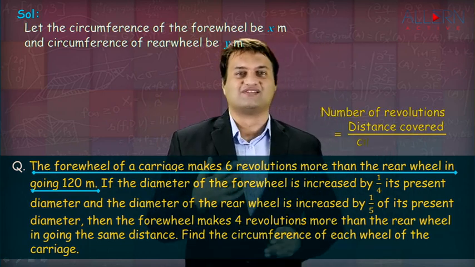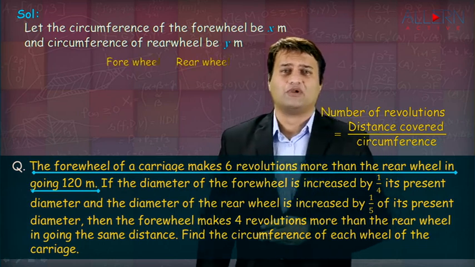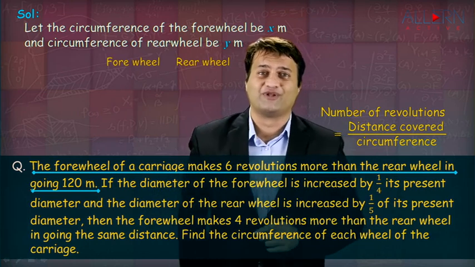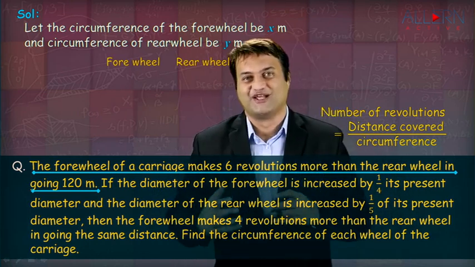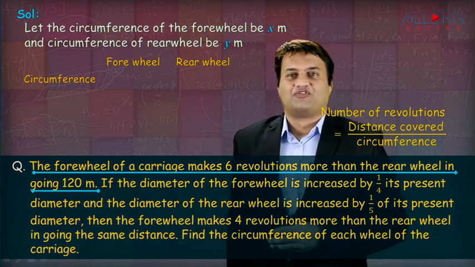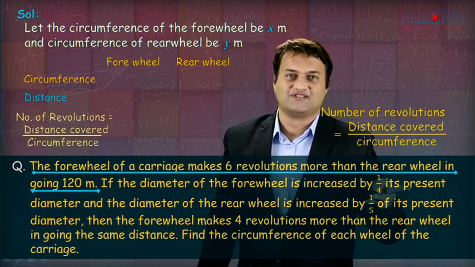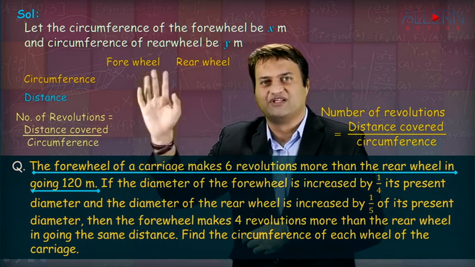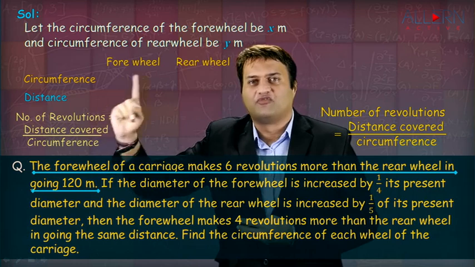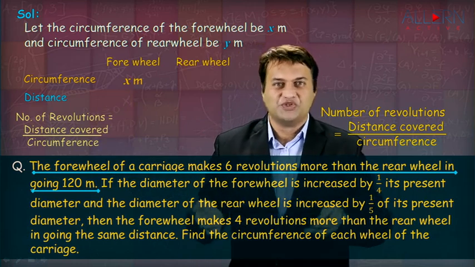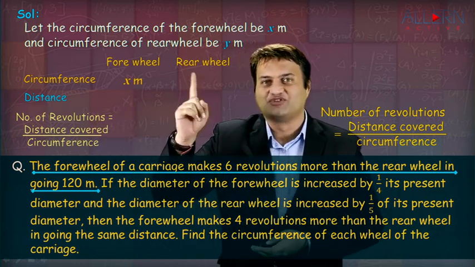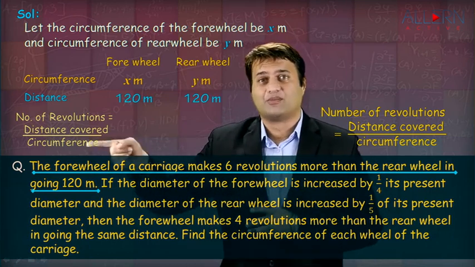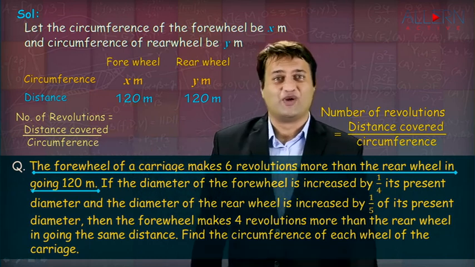So let's learn this entire sum in a tabular form. It would be easy. The table should not be part of your presentation, but it is important from the understanding point of view. So let's do that. Circumference, distance and number of revolutions, and this is the formula that we'll be using. Number of revolutions is equal to distance upon circumference. We just need to fill in the blanks now. The circumference of forewheel is x meters, we have assumed because it is asked. Circumference of rear wheel is y meters, we have assumed. It is given that the distance covered by both the forewheel as well as the rear wheel is 120 meters.